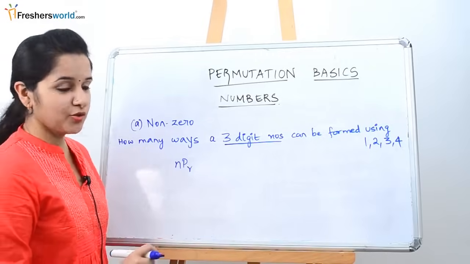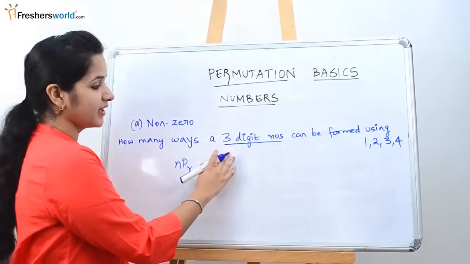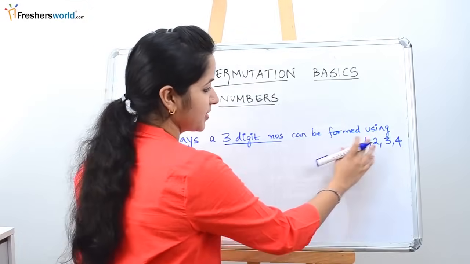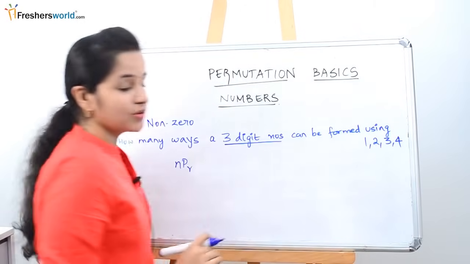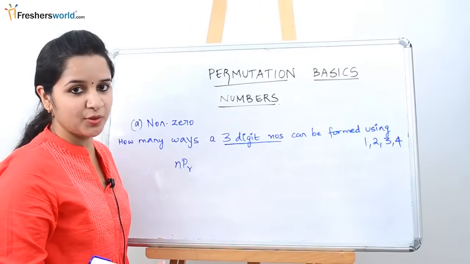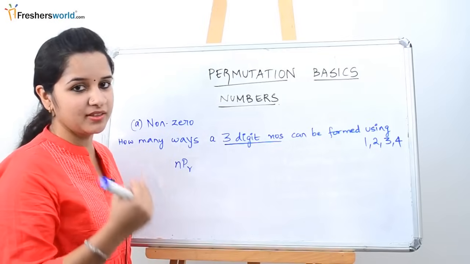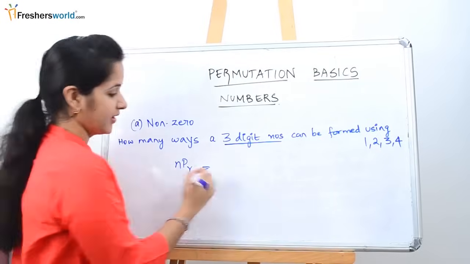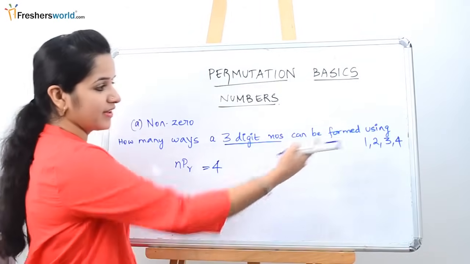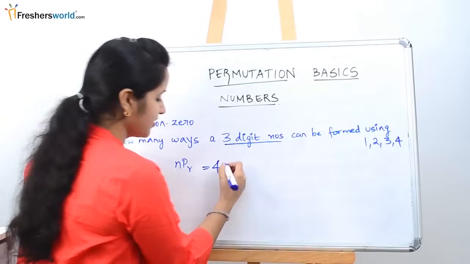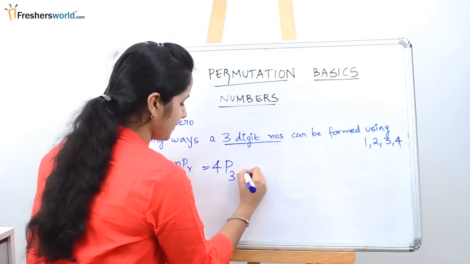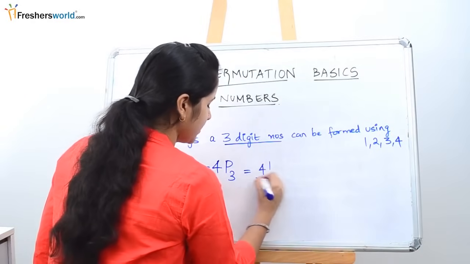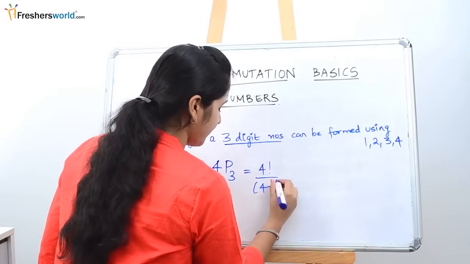The question that we are going to deal with is: how many ways can a 3-digit number be formed using 1, 2, 3, 4? They have given 4 numbers to us in the question and they are asking us to form a 3-digit number. So we know the formula is nPr. 4 digits they have given and they are asking us to form a 3-digit number. So 4P3, which is 4 factorial divided by (4 minus 3) factorial.